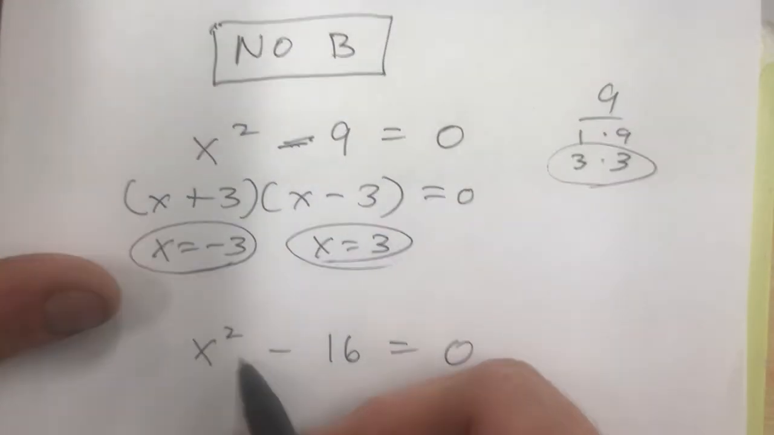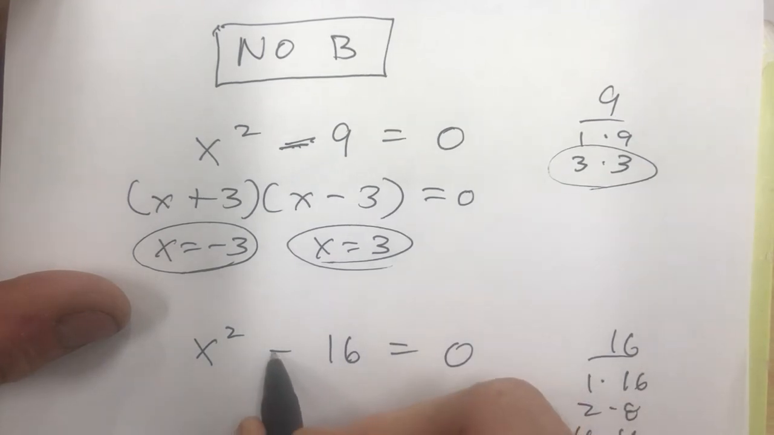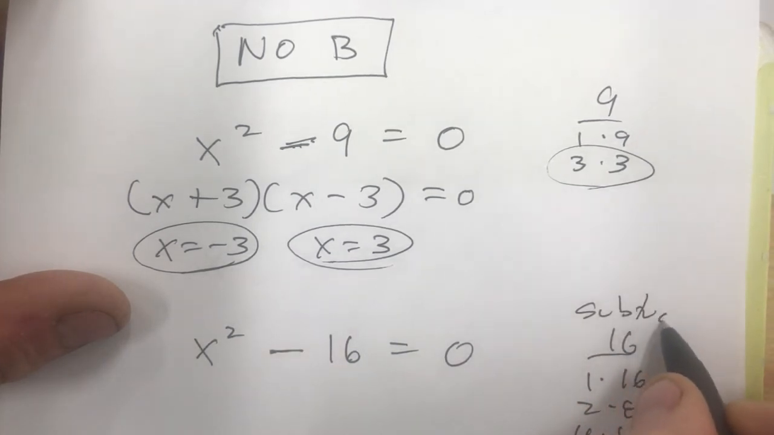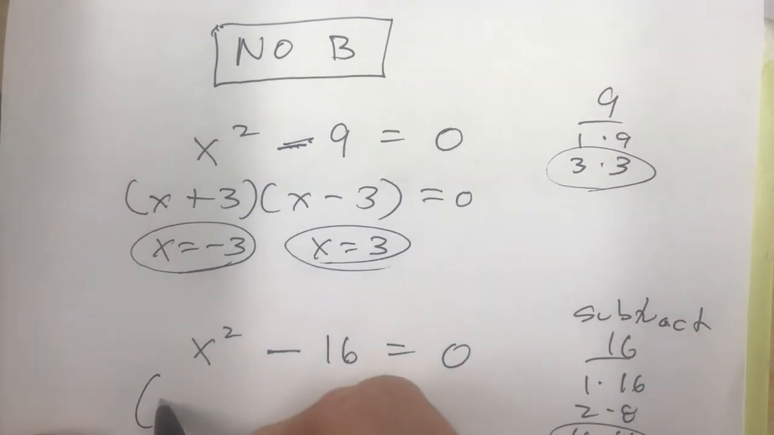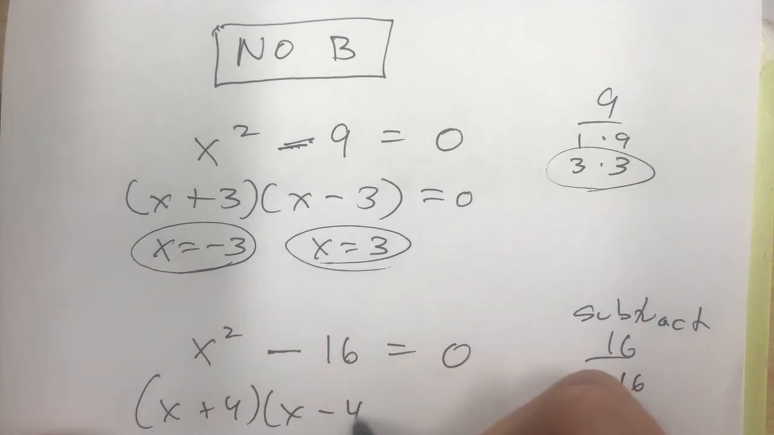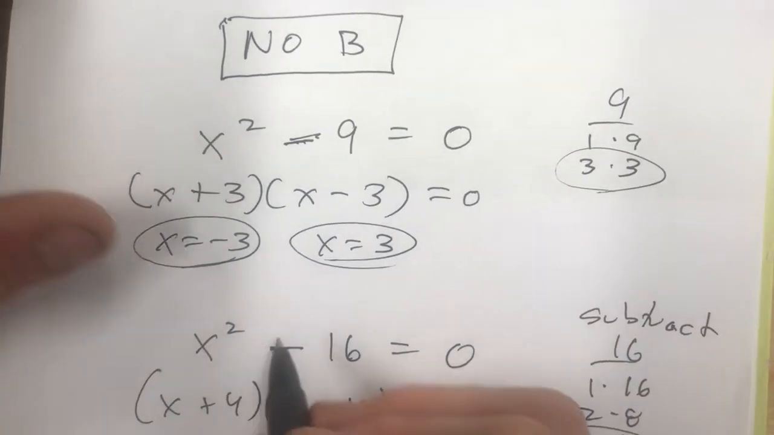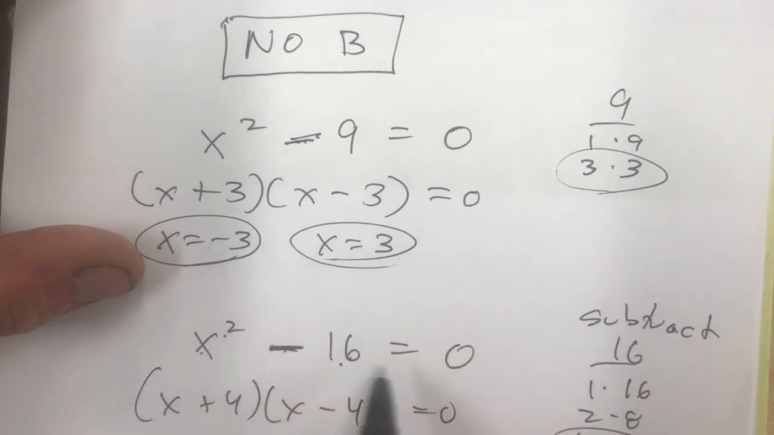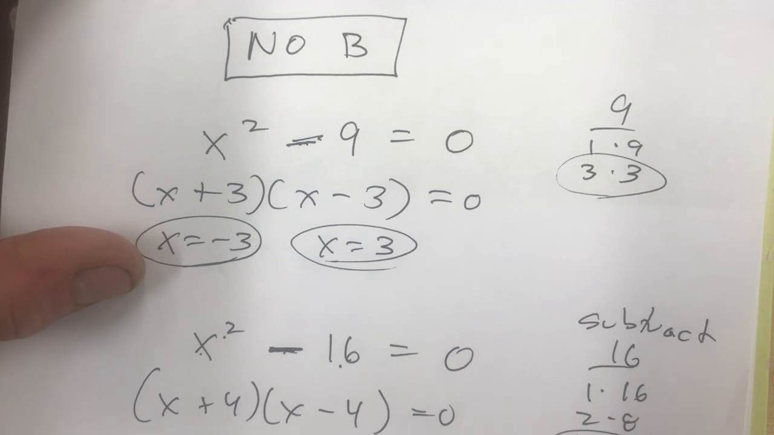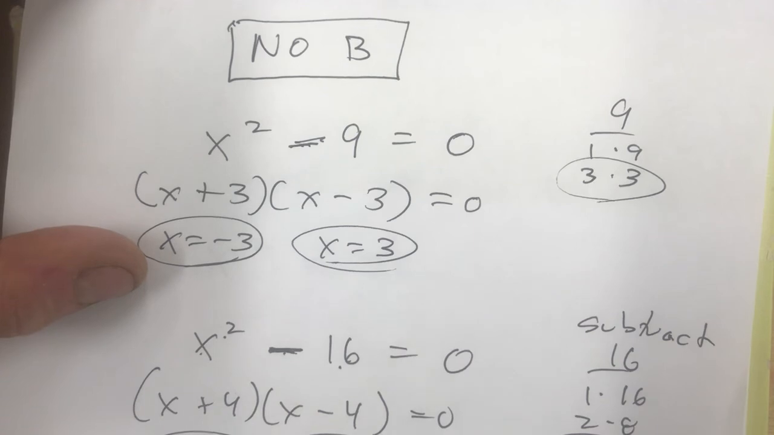Same thing here. See, I got x squared minus 16. So my 16, 1 times 16, 2 and 8, 4 and 4. Which ones subtract and get 0? Right there, 4 and 4. So this is x plus 4. This is x minus 4. Equals 0. This is what you call a difference of squares. See, we got a difference here, and this is x squared, and this is 4 squared. So if you notice that, it's a difference of squares. It's just x plus 4 and x minus 4. That's how it breaks down. So right here, x would equal negative 4. X would equal positive 4. Okay?